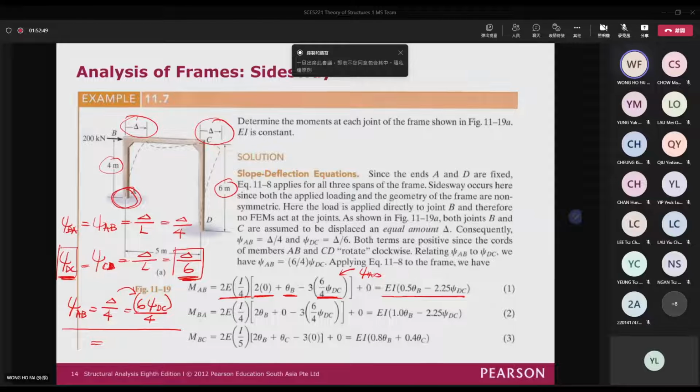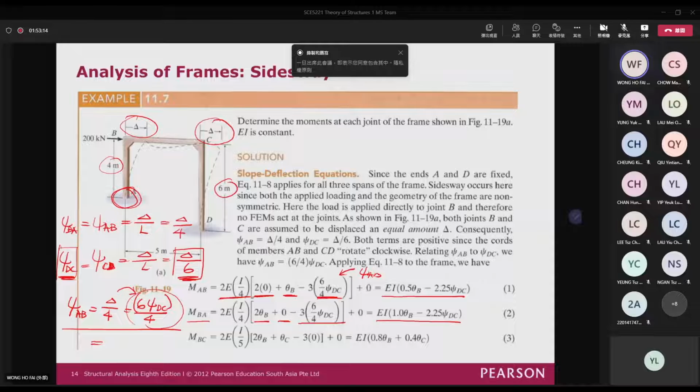And then again, for MBA, again 2 EI over L, and then theta B here. I know that theta A is equal to 0. And then this 3 phi, and phi is equal to BA. BA is actually equal to, again, the AB. So it is still equal to 6 over 4 phi DC. So I have this expression here.